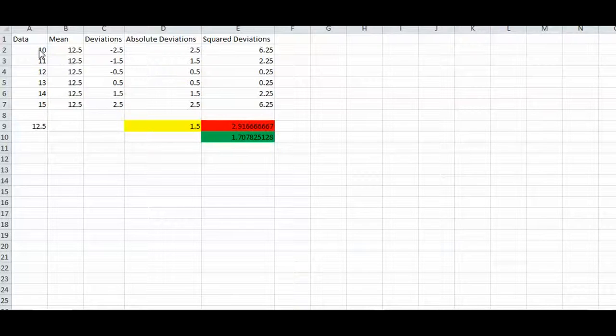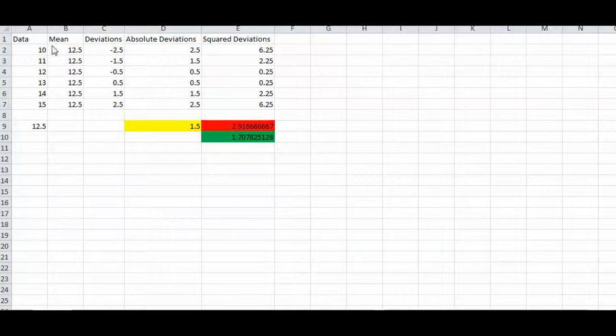Let's see what happens if we change 2 of the numbers to increase the spread of the data. The way I'm going to increase the spread of the data is I'm going to change this number to 5, and I'm going to change this number to 20, which will make the numbers a little bit more spread out. What's going to happen is when I change this number to 5, this data value is going to be further away from the mean of 12.5. Instead of it being 10 minus 12.5, it'll be 5 minus 12.5.